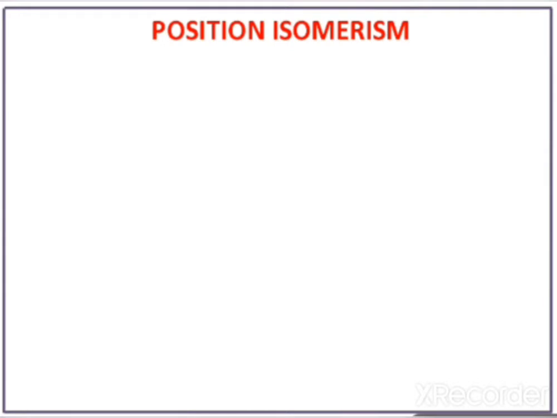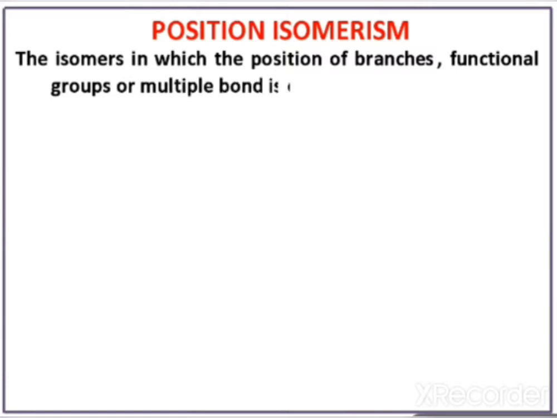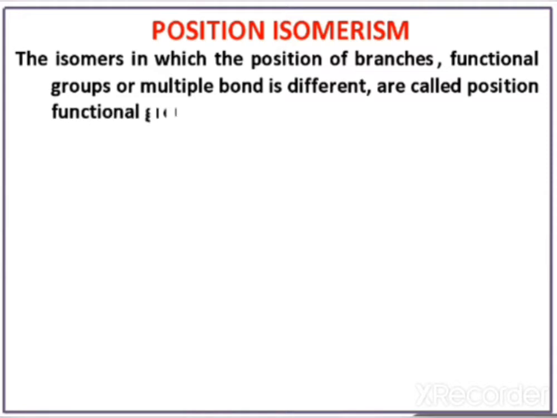So in position isomerism, by the definition, we can understand it in a very simple way. Since the name is position, it means the position of side chain or branches, the position of multiple bonds, and the position of functional group is different. For example, in the first compound, the functional group is in the second position. So in the next isomer, the position will be third, fourth, and so on. So the position of branches, functional group, or multiple bond is different. These are known as positional isomers, and the phenomenon is position isomerism.